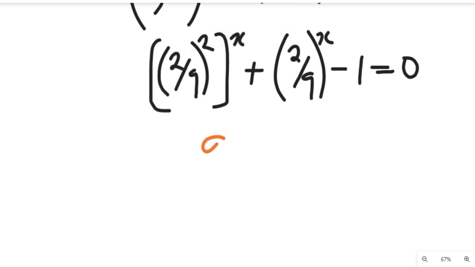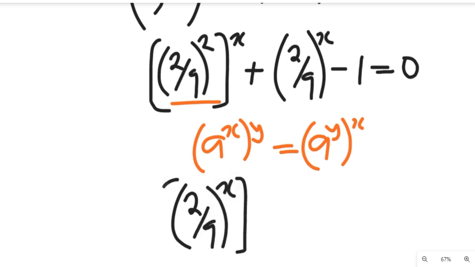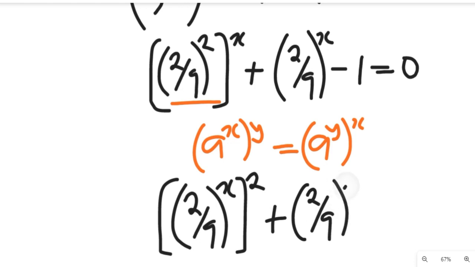Remember the law of indices: if you have a to the power of x, all to the power of y, it can be equal to a to the power of y multiplied by the exponent of x. So if we apply that here, the equation becomes 2 divided by 9 to the power of x, all to the power of 2, plus 2 divided by 9, all to the power of x, minus 1. This will be equal to 0.